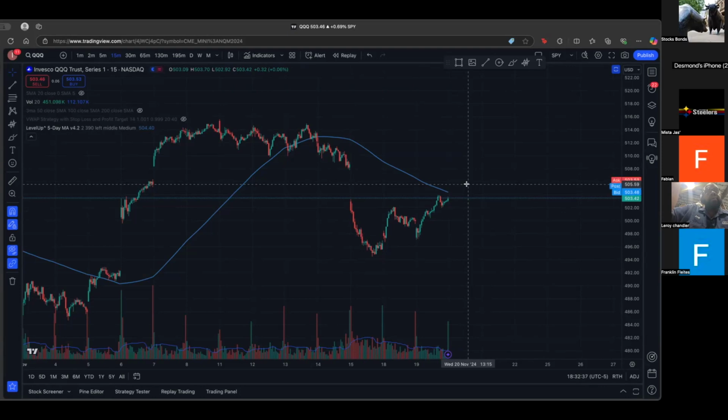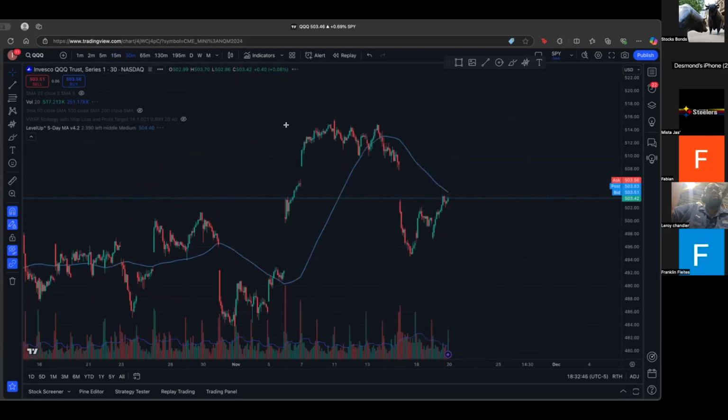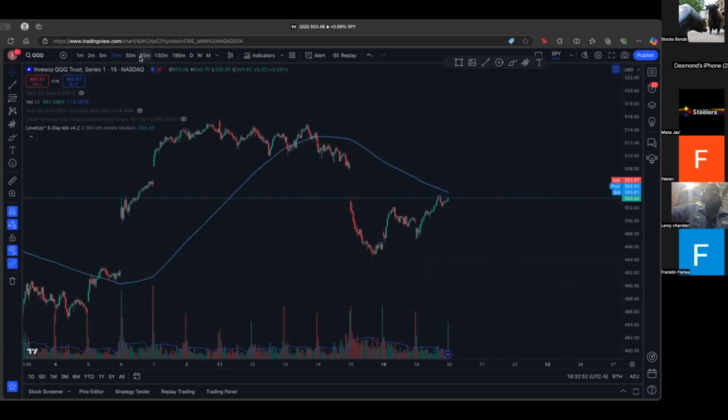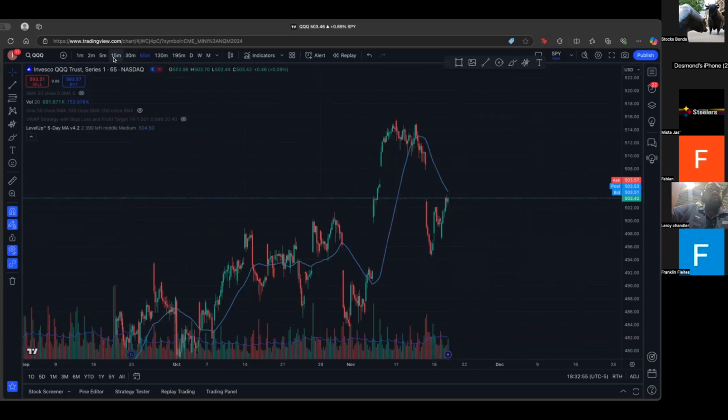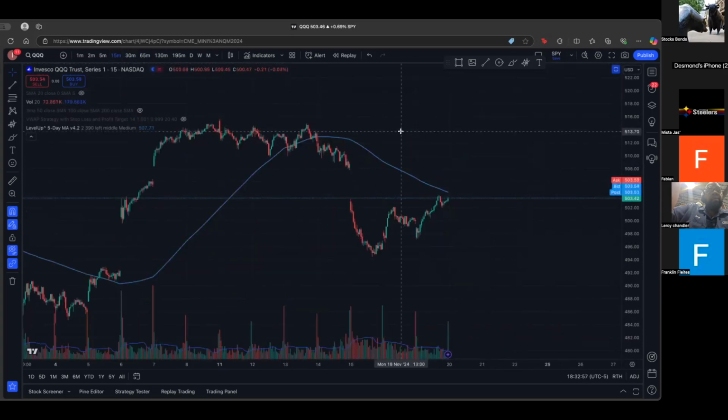Two conditions: the daily should be in an uptrend, and on the 15 minutes or 30 minutes, the stock should be trading above the 5-day moving average. Simple. Another thing, if I switch to 30 minutes, this blue line, the 5-day moving average, stays in the exact same area. If I go to the 15 minutes, it stays in the exact same area. If I go to the 65 minutes, exact same area. It doesn't change from time frame to time frame. So if you ask me what time frame, all of them, because the moving average stays exactly the same.